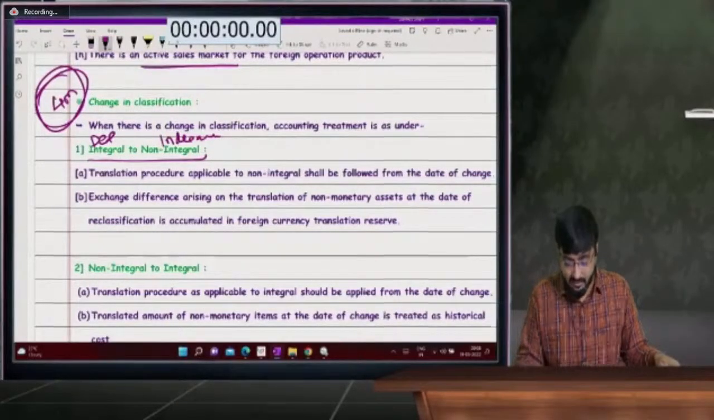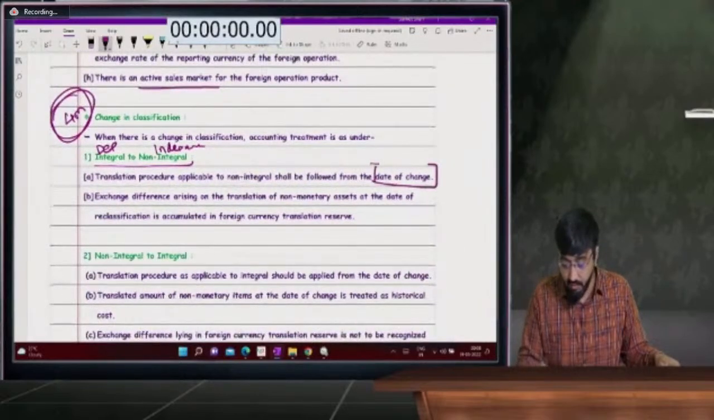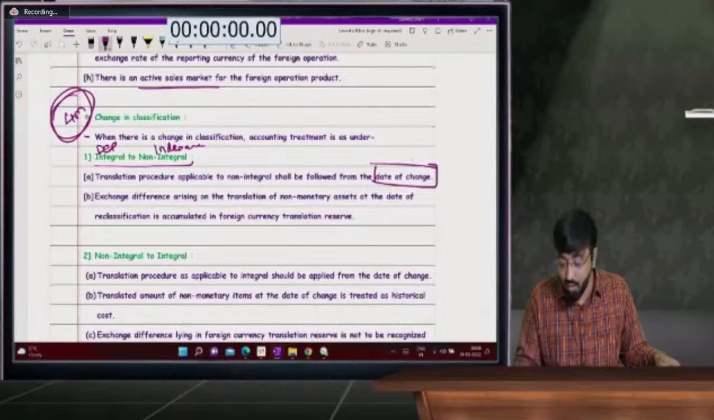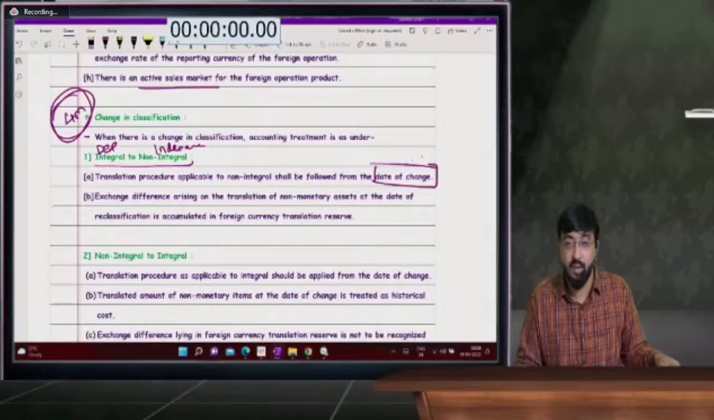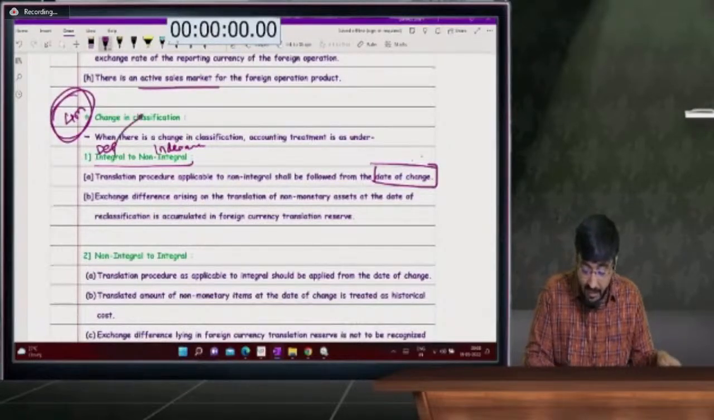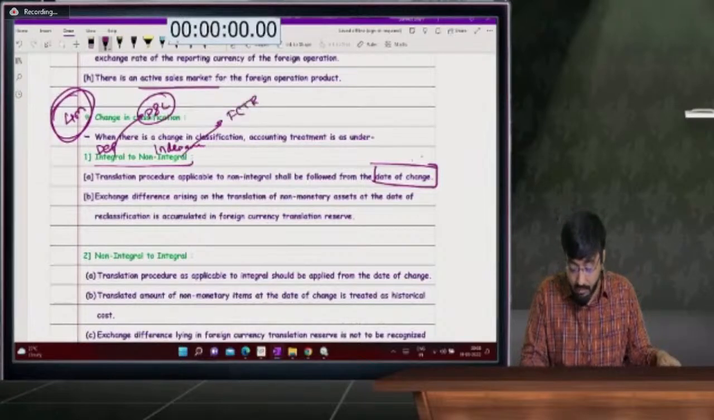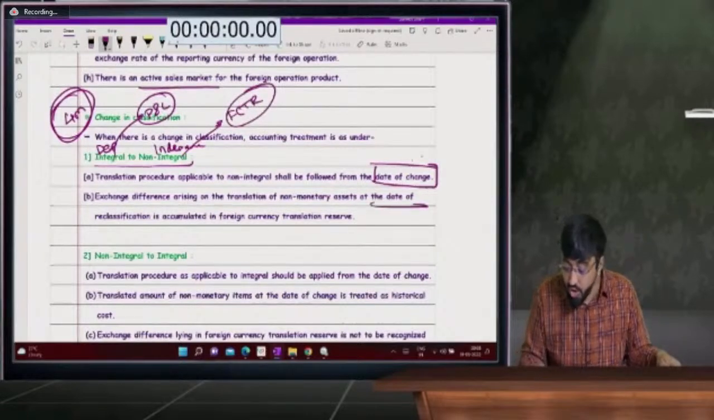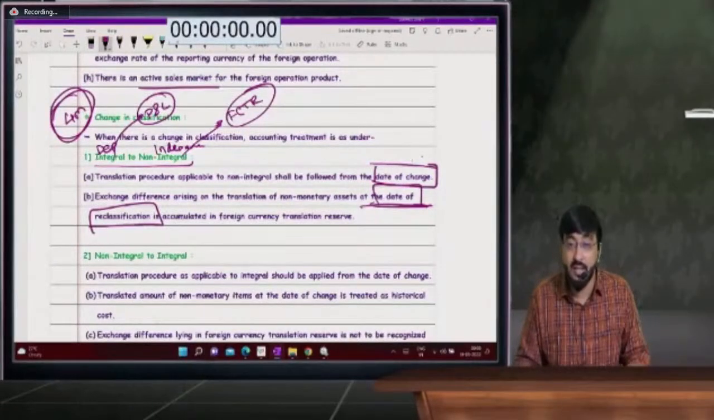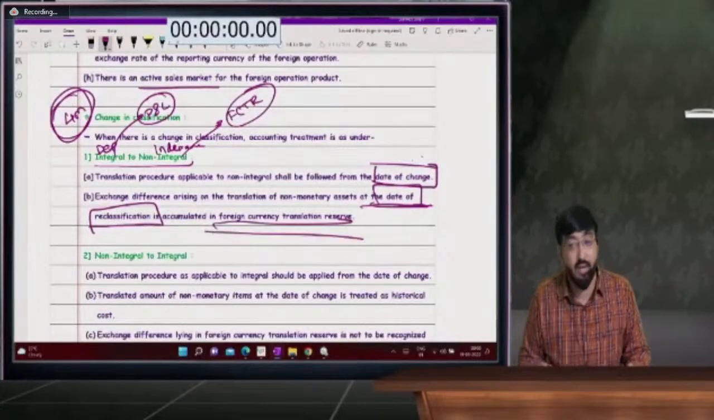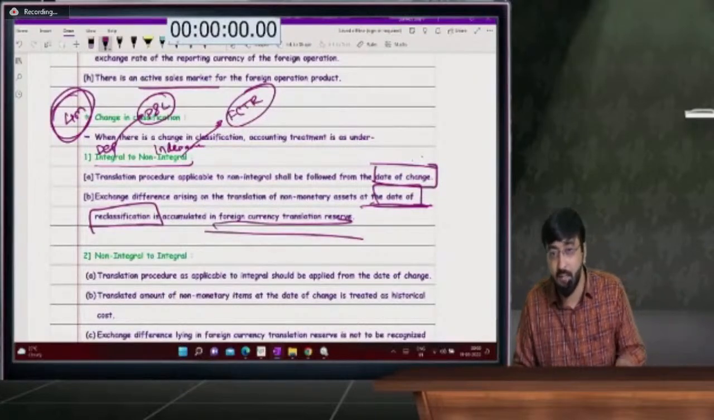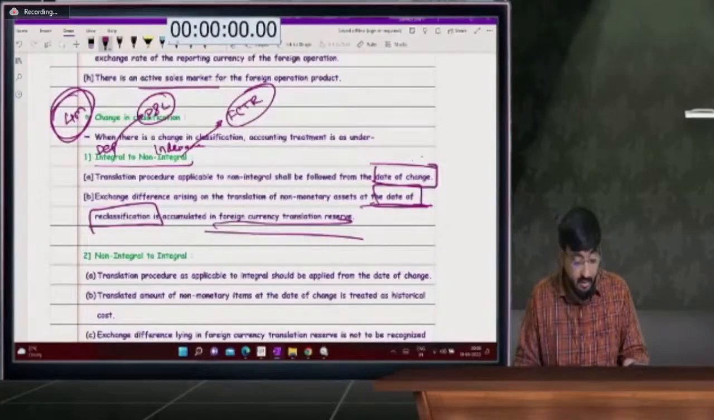So in that case, date of change will be the closing rate. Okay, sorry, not closing rate. Date of change is important. Previously the difference is in P and L. Previously the difference is in P and L, and for non-integral, now the difference will be in the FCTR. So when you change, this important word, date of reclassification, you will calculate FCTR balance. So till now you have not calculated any FCTR because it was integral. So now henceforward you are going to adjust it in independent.